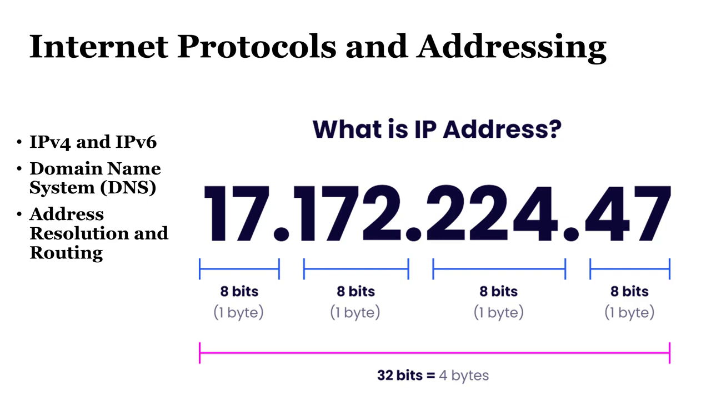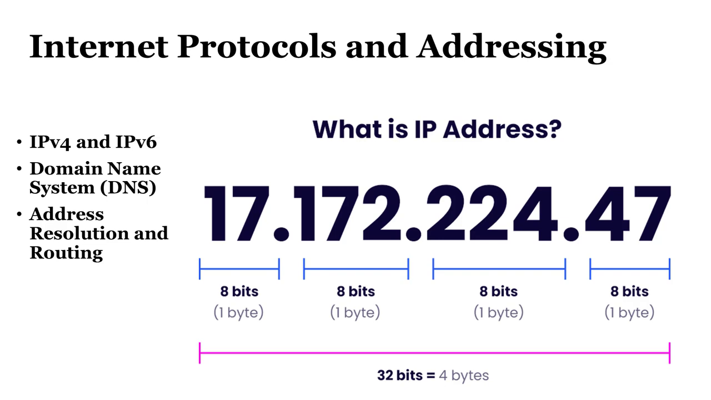IPv4, with its 32-bit address space, has been the backbone of the Internet for decades. However, due to the exhaustion of available IPv4 addresses, IPv6 was introduced with a much larger 128-bit address space. IPv6 not only resolves the address shortage, but also brings improvements in network security and efficiency. The coexistence of IPv4 and IPv6 is a transitional phase to accommodate the migration to the newer protocol.